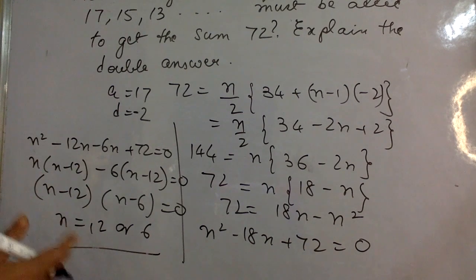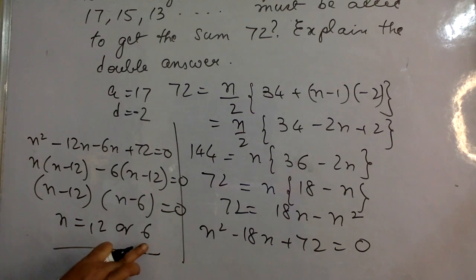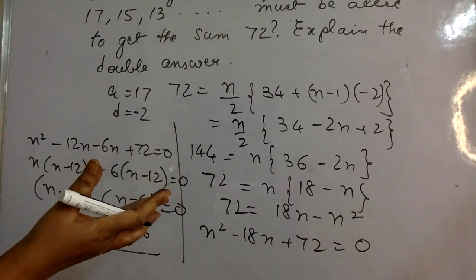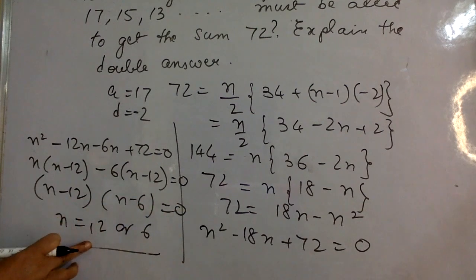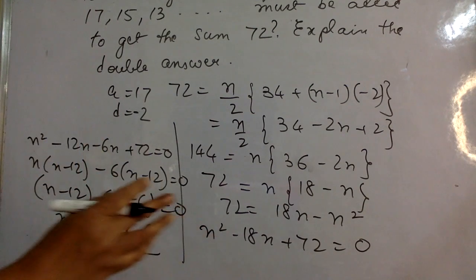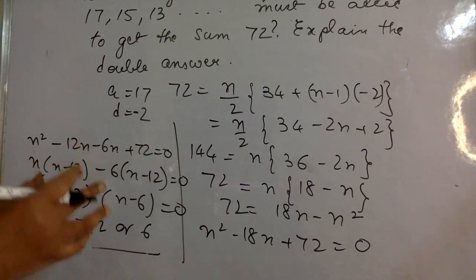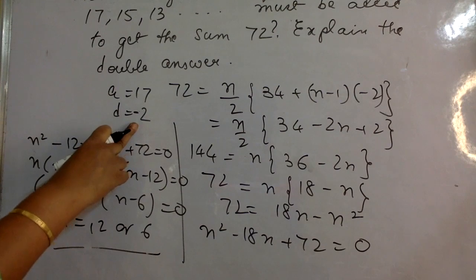Now why this double answer? Yes, when it is 6, it goes till the 6th term and we get the sum as 72. Then how do we get it again for 12? We go down further and we enter the negatives. We go down to the negative side of the number line because this is a negative common difference.